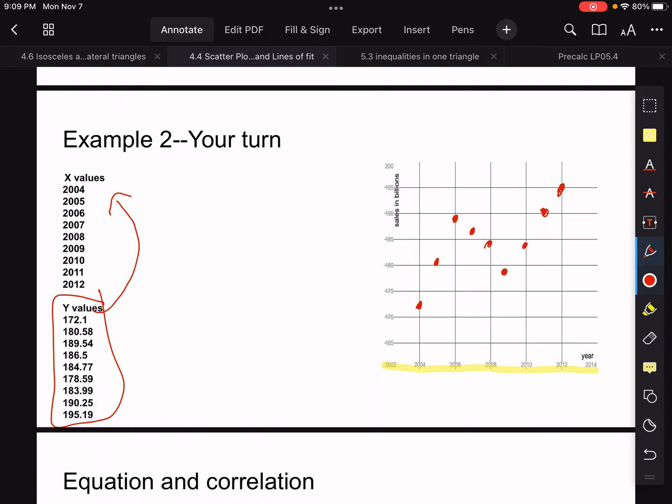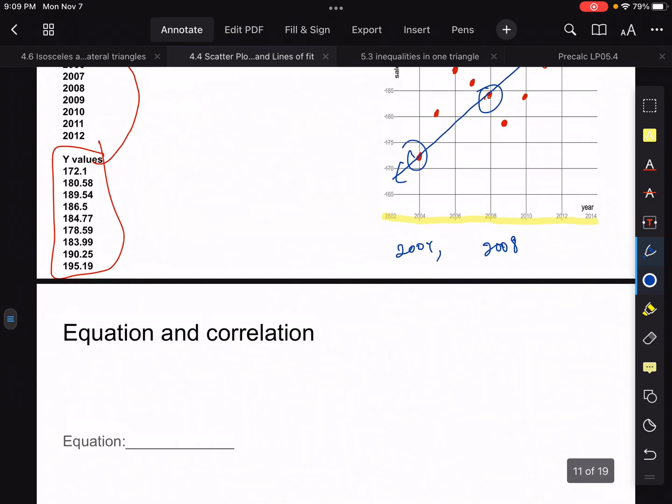Okay, so I'd be tempted here to say there's not really a strong trend, but if I had to draw a line of fit through this data, if that's what they're asking me to do, I think the 2 points that I would choose would maybe be these 2 points right here. I think those 2 points, this guy and this guy, which correspond to the years 2004 and 2008, I think would work well. So I'm going to use those 2 points to create an equation.